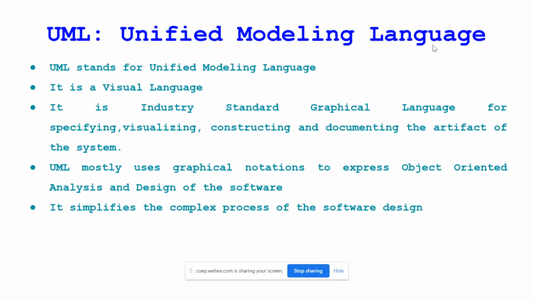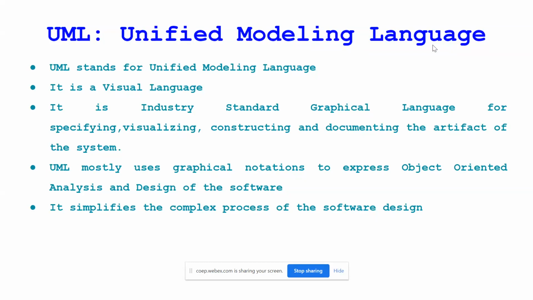Whatever the system we have, we need to explain the specification of that system, to visualize what that system is, how it has been constructed, or what kind of documentation we have. To represent all these things, we need a way of representation, and this is the way of representation. UML mostly uses graphical notation to express object-oriented analysis and design of the software. As I said, this is the visual language, so it uses graphical notations to express the object-oriented analysis and design of the software.